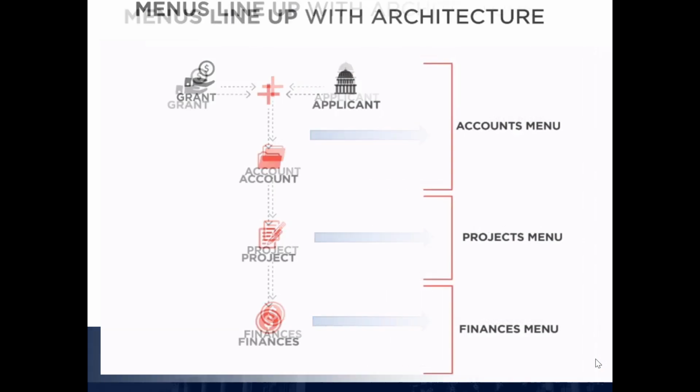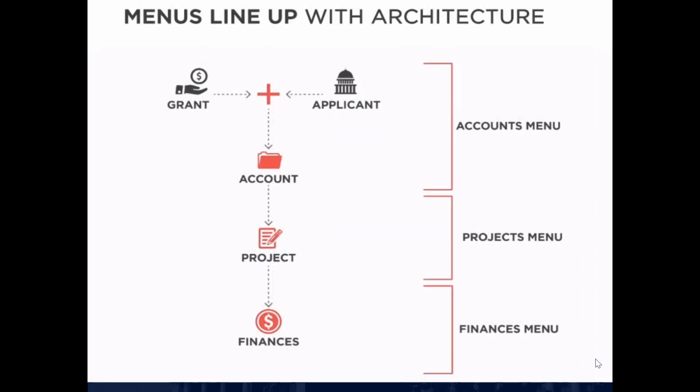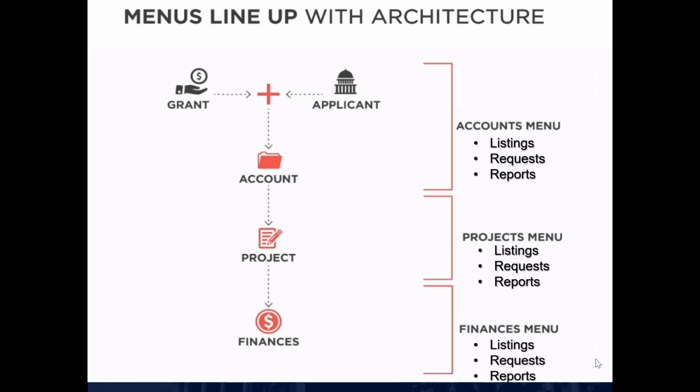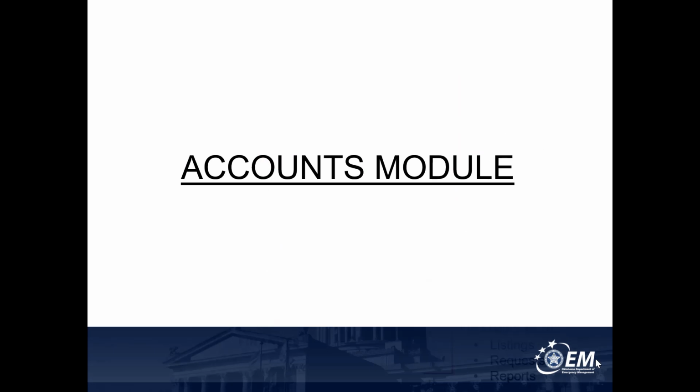In the Accounts module, you will find listings, requests, and reports specific to the grant applicant or the account level. In the Projects module, you will find listings, requests, and reports specific to the project level. In the Finance module, you will find listings, requests, and reports specific to payments. Everything in EMGrants Pro is contained in these 3 modules. Let's take a closer look now at the Accounts module as an example.